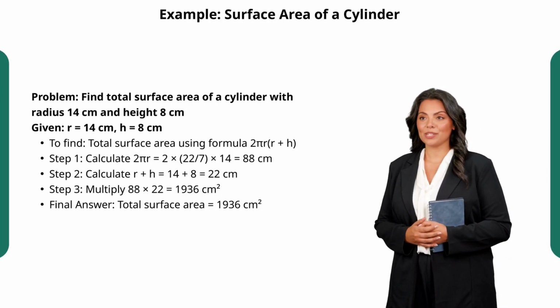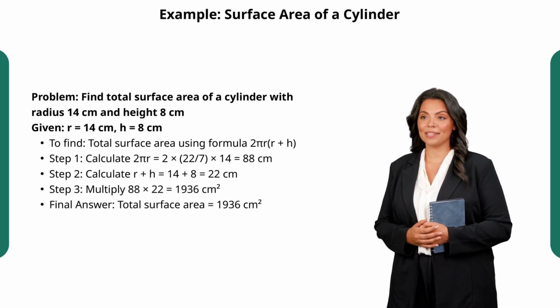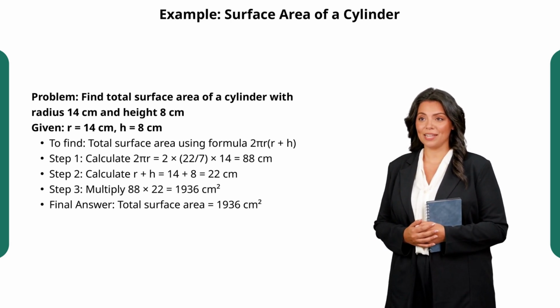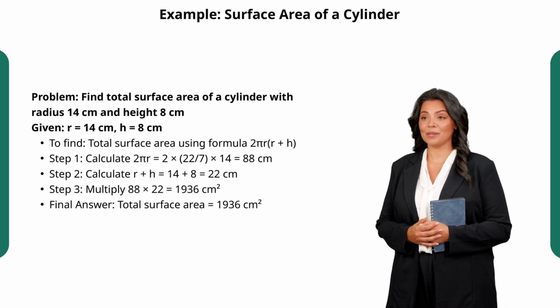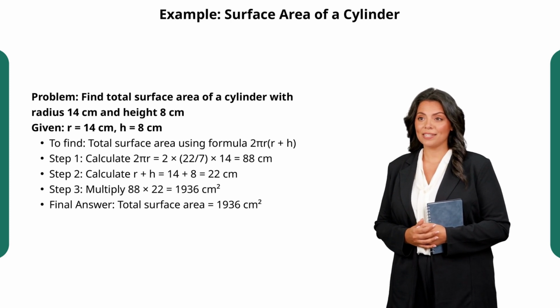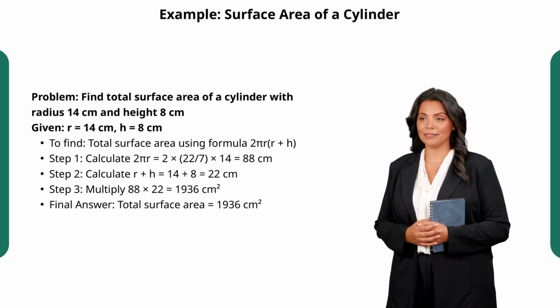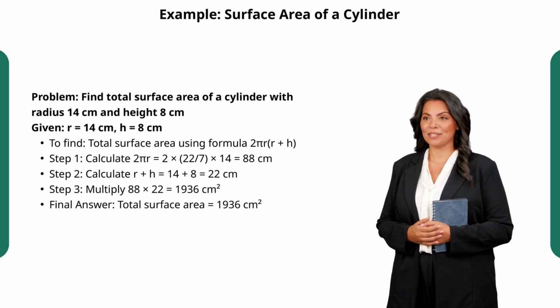Let's apply the total surface area formula in a real-world example. Suppose we want to find the surface area needed to paint a cylindrical tank with radius 14 centimeters and height 8 centimeters. Our given values are r equals 14 and h equals 8. Using the formula 2 pi r times open bracket r plus h close bracket, our first step is to calculate 2 pi r. That is 2 times 22 divided by 7 times 14, and this equals 88 centimeters.